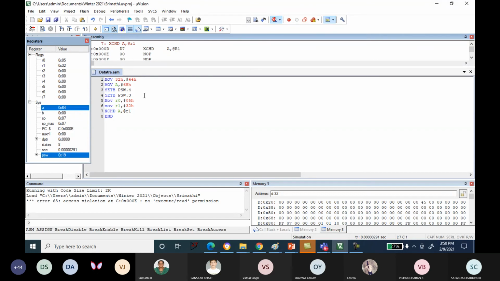What should be available in 32? Keep in mind only the lower nibble is exchanged. 45H. Yes, see here, it is 45H. Could you able to see this? Yes, ma'am.